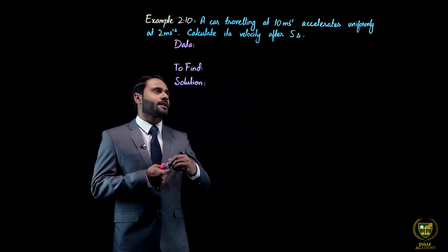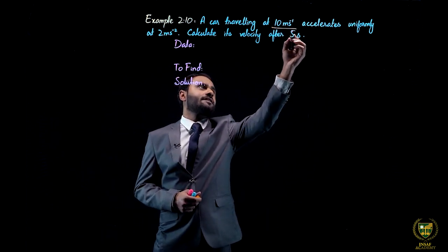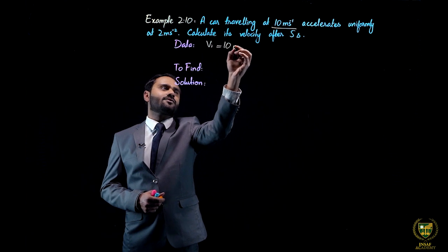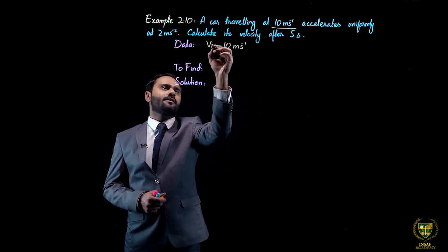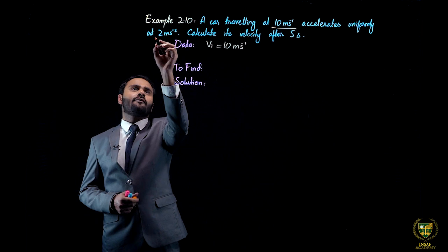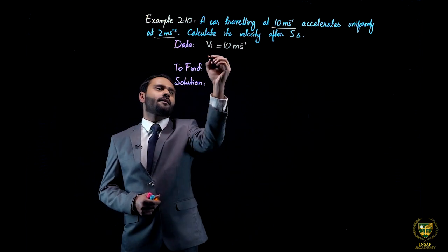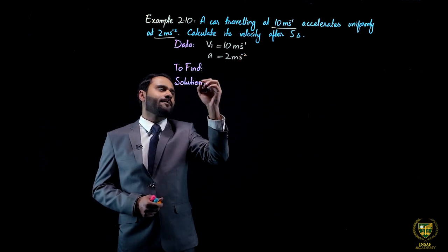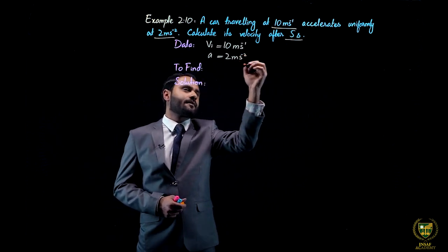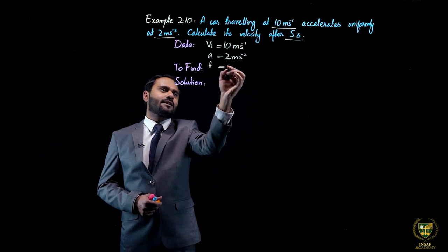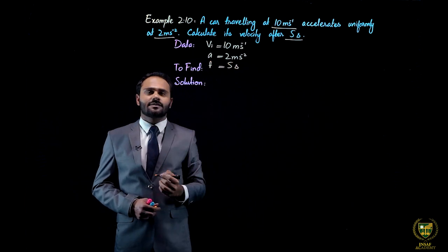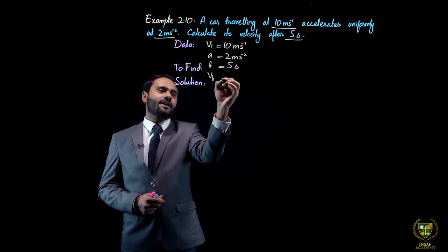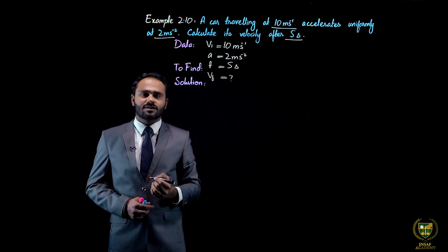तो फर्स्ट ऑफ ऑल हम डाटा नोट डाउन कर लेते हैं। We have the initial velocity which is 10 meter per second. So vi that is equals to 10 meter per second, and we have acceleration a which is 2 meter per second square, and we have time which is 5 seconds. So time t that is equals to 5 seconds, and we have to find the final velocity which is vf that is equals to question mark.